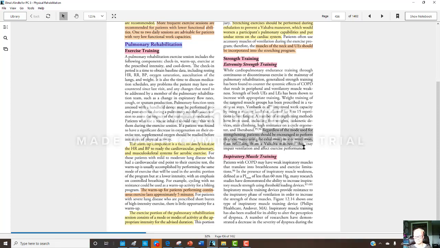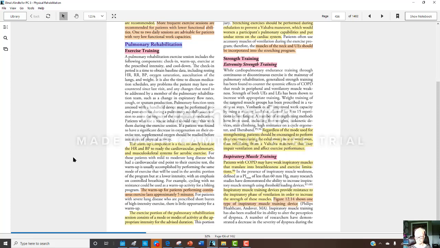Inspiratory muscle training. Patients with COPD may have weak inspiratory muscles that translate into breathlessness and exercise limitations. 90. In the presence of inspiratory muscle weakness, defined as a PImax of less than 60 mm Hg, many research studies have demonstrated the ability to increase inspiratory muscle strength using threshold loading devices. 97, 105 Inspiratory muscle training devices provide resistance to the inspiratory phase of ventilation in order to increase the strength of these muscles. Figure 12.14 shows one type of inspiratory muscle training device.